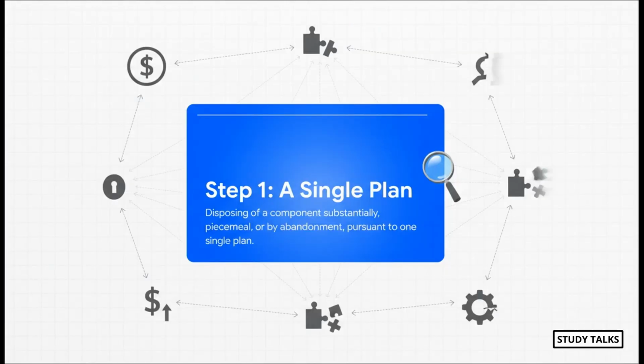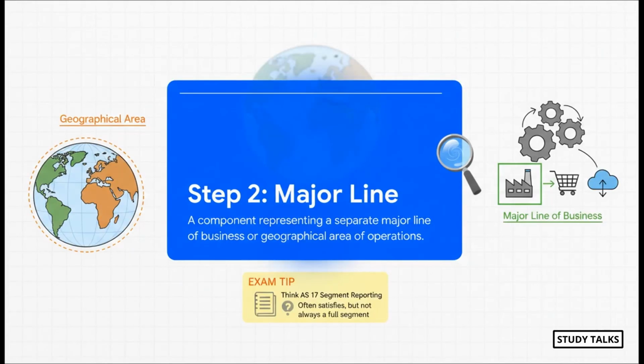First up, step 1. There has to be a single plan. What does that even mean? It means the company has a real strategy. It's not just a random decision one Tuesday to sell something. No, there's a clear, thought-out plan to get rid of this part of the business. They could sell it in one big chunk, sell it off piece by piece, or even just abandon it. But whatever they do, it has to be part of one single plan. It's all about intent, a coordinated effort.